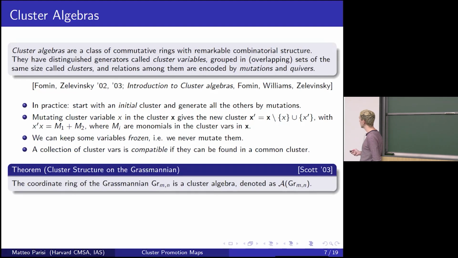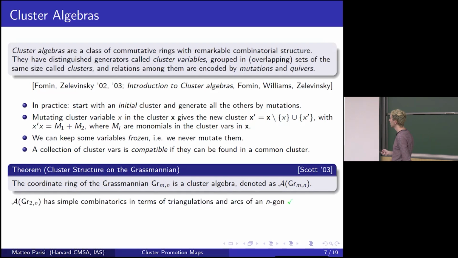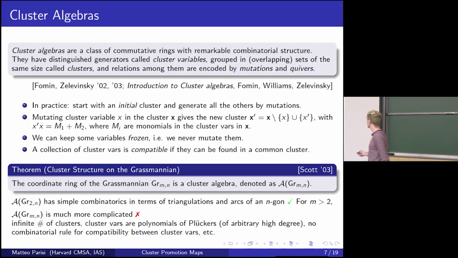Okay. And a very important result by Scott is that the Grassmannian itself has a cluster structure. So in particular, the coordinate ring of the Grassmannian is a cluster algebra. We will denote it as A(Gr(m,n)). In the case when m equals 2, this is very simple combinatorics, and it's perfectly understood in terms of triangulations and arcs of n-gons. But in general, for m greater than 2, the cluster structure is quite complicated. And as you expect, m equals 4 is the one that is related to scattering amplitudes in physics. So it's well worth exploring and understanding it.